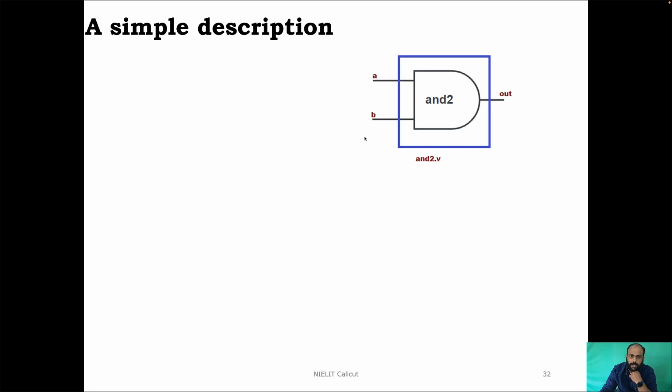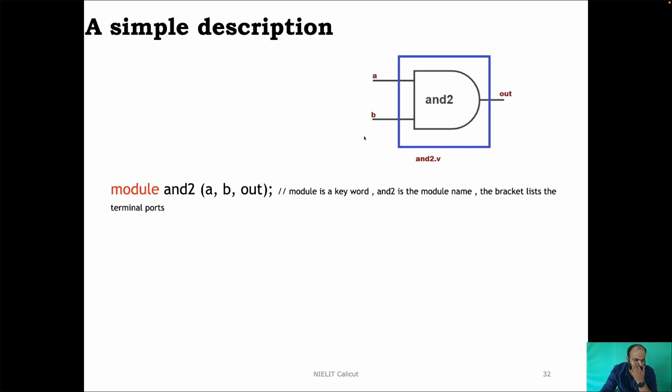As we described already, first and foremost what we should write is the keyword module. All keywords I have shown in a different color. As I told, Verilog is case sensitive, so all keywords must be in small letters. After you write the keyword module, you write the module name. Module name can be in small letters or capital letters.